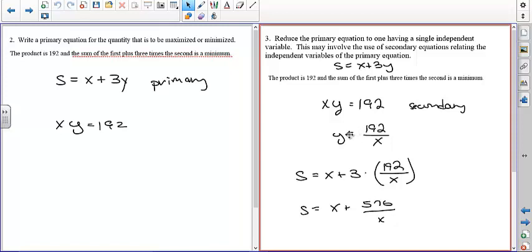So what I do is I solve this secondary equation for y, and then I substitute in the primary equation. So when I do that, the primary equation becomes just a function of x. And then I will take the derivative of that with respect to x and find the values where ds/dx equals 0. And those will be my possible points of maximums or minimums. You see, the equation's not that hard.